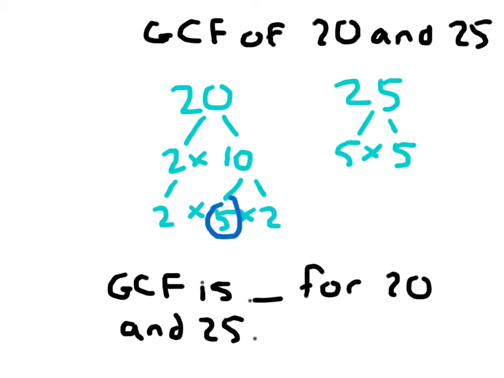The only one that they have in common is 5, and so we put a 5 there. The GCF, or greatest common factor, is 5 for 20 and 25.